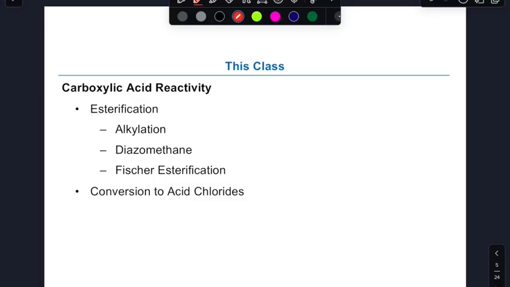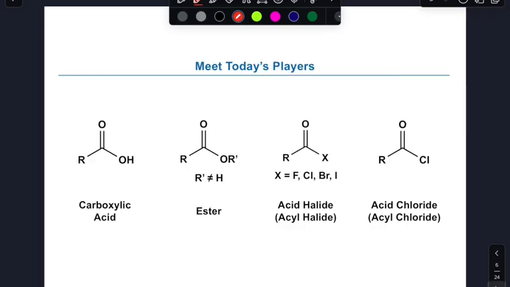And today we're going to talk about esters. To make our esters, we're going to do this by alkylation, diazomethane reactions, and Fischer esterification, and then finish off by introducing acid chlorides. So today's players, these are our components.